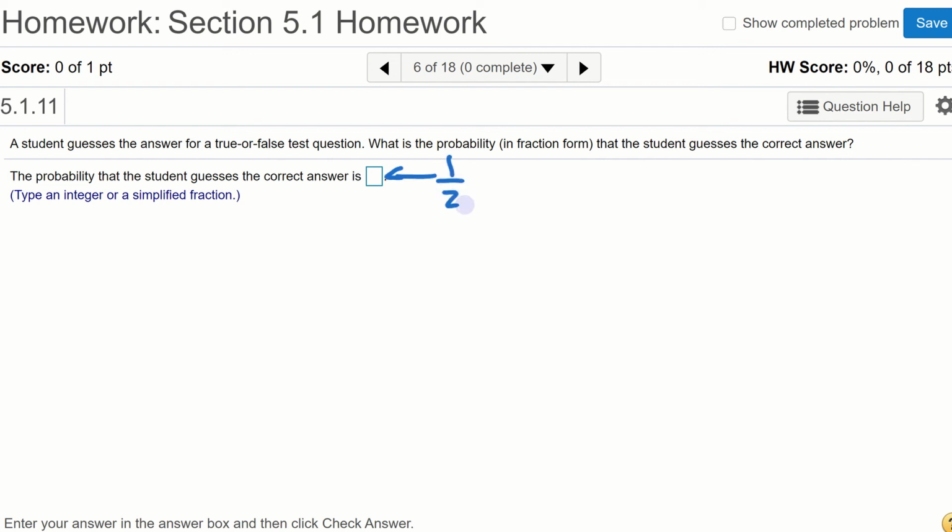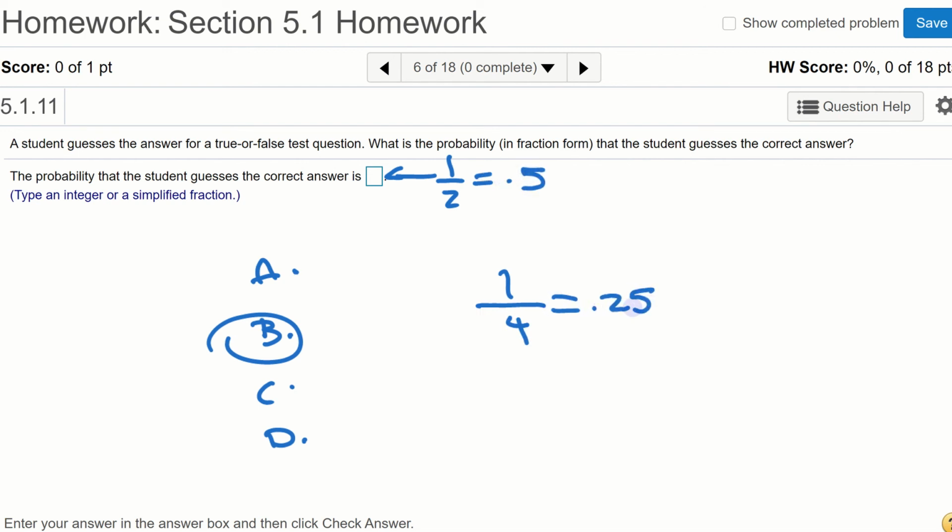1 out of 2. Now, if this were multiple choice with 4 choices, and only one of them is correct, let's say B, what's the probability that they get the correct answer if they completely guessed, they had no idea? Well, it would be 1 outcome out of how many? 4. So this would go down. This is 0.5 and this is 0.25. Now if this were even more options, the chances of getting it right by guessing would go down and the probability would be even lower.